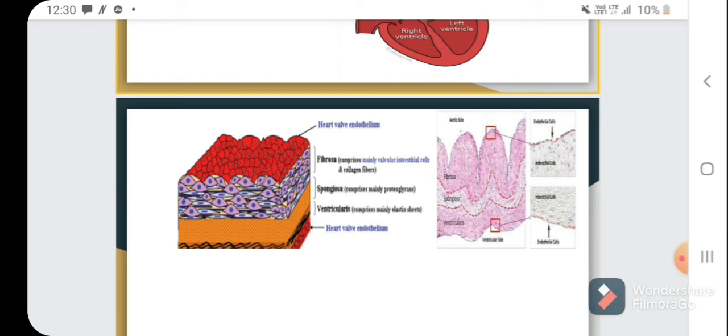Next is the spongiosa layer. This is the middle layer between the fibrosa and ventricularis. This spongiosa layer is located between the ventricularis and fibrosa, and it is mainly composed of glycosaminoglycans. This layer helps the lubrication between these two layers, that is the ventricularis and fibrous layer.